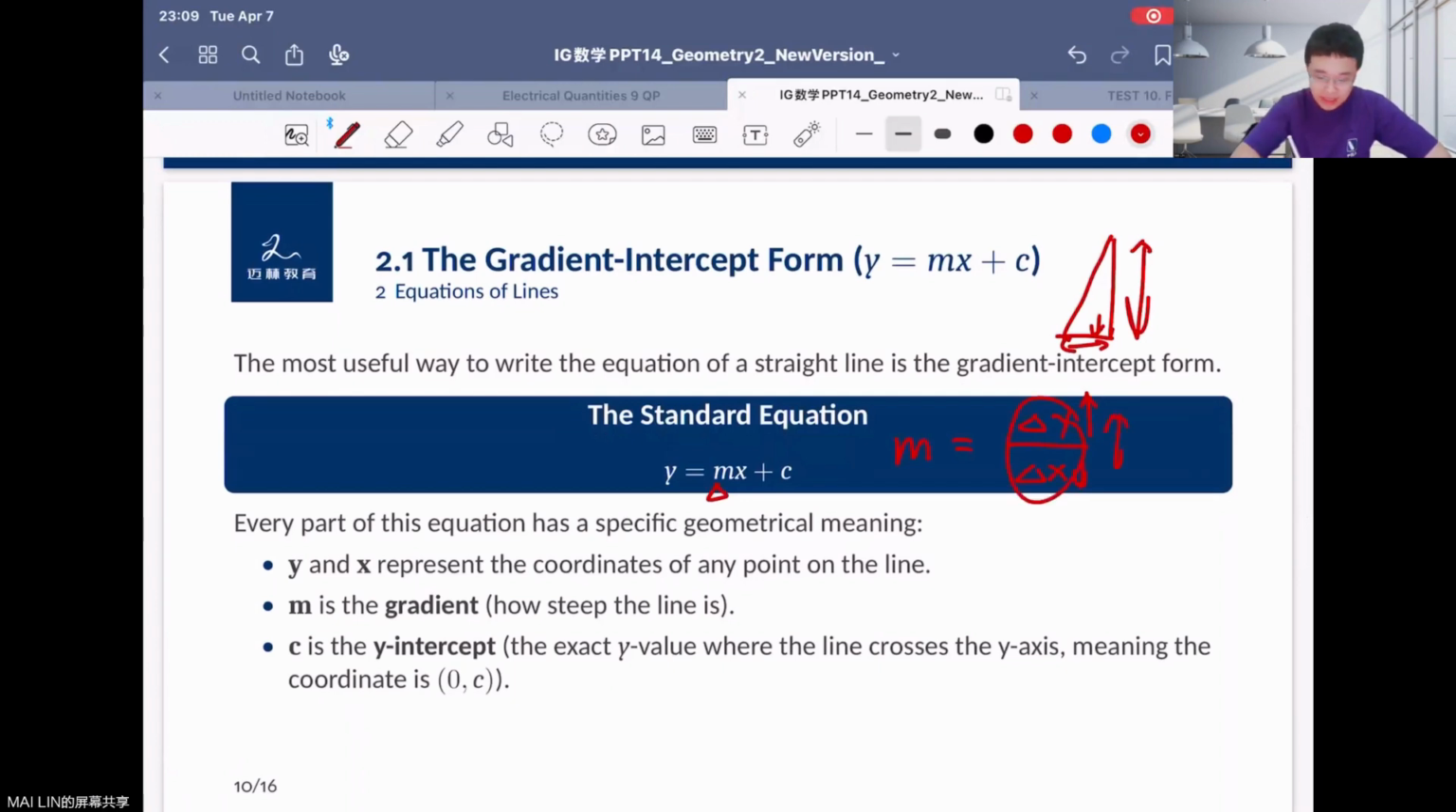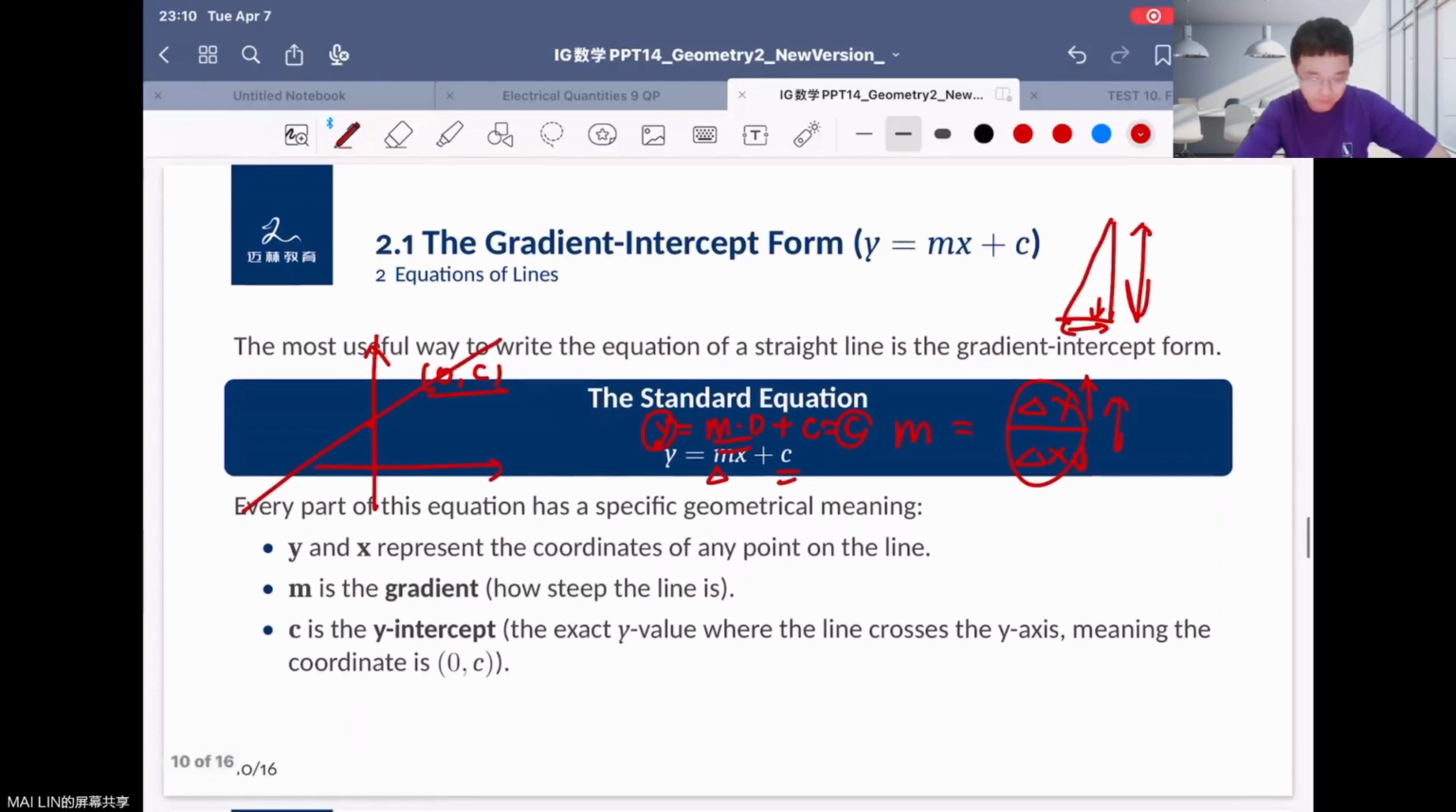Okay. And c means the intercept, okay? So you can just try to understand it here. When x equals 0, you can set y equals m times 0 plus c, right? And we know that every number times 0 equals 0, right? So it just equals c. So when x equals 0, y equals c, so in the coordinates, that is (0, c), right? So the line must pass through the point (0, c). The y-intercept is (0, c), okay? That is the gradient-intercept form, okay?